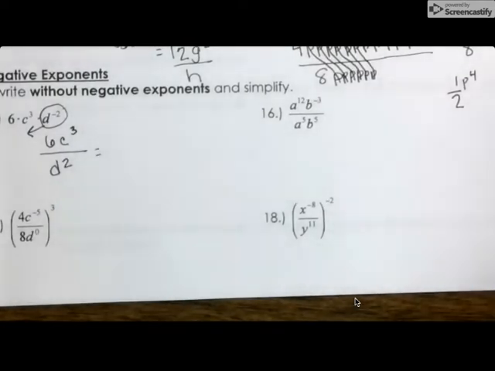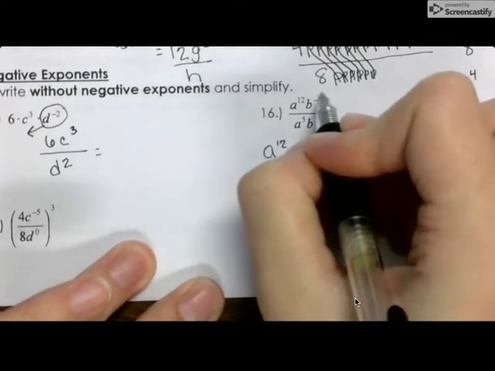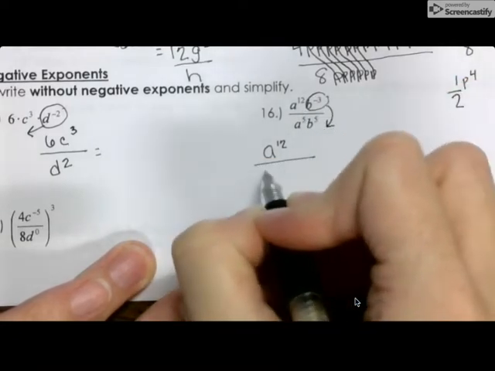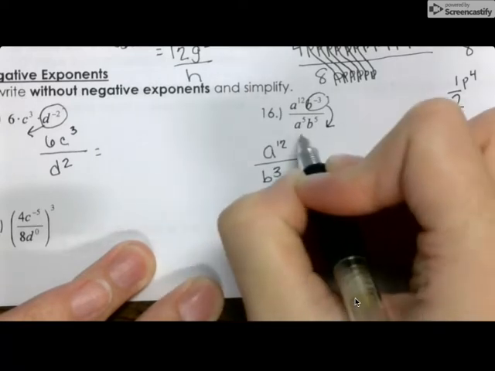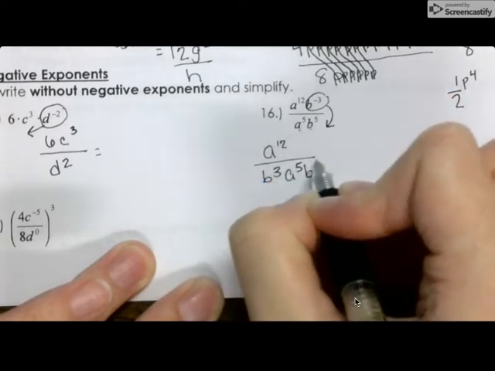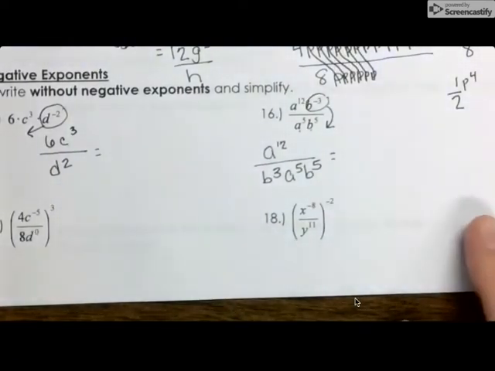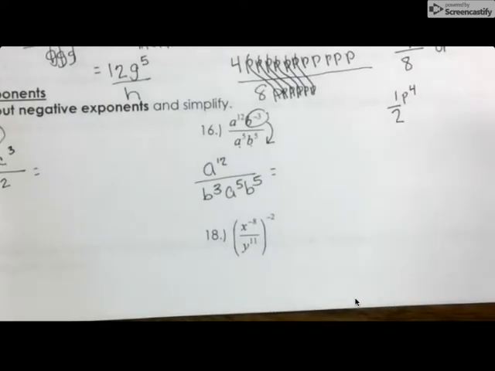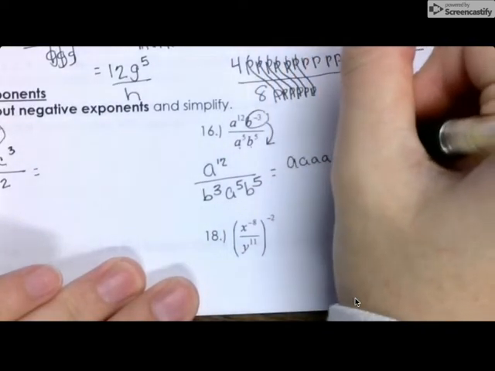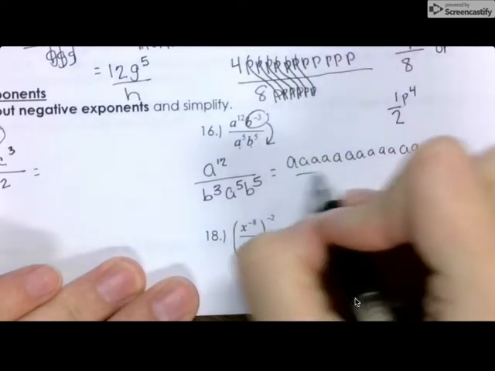So we have A to the 12th. This is a negative exponent, so it needs to go at the bottom. These are both positive, so they stay where they're at. Okay? On the top, how many A's am I going to write? 12. 1, 2, 3, 4, 5, 6, 7, 8, 9, 10, 11, 12.